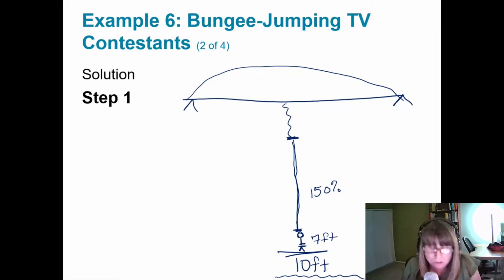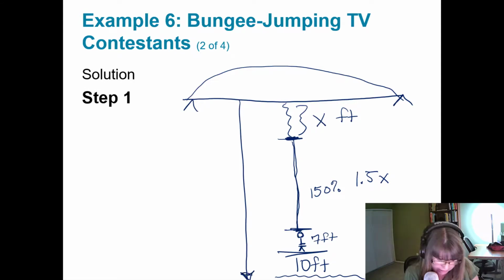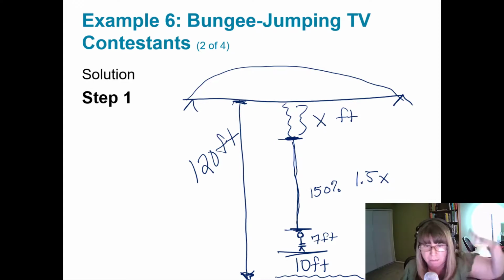Now, I don't know how long this bungee cord is. I don't know the length of that bungee cord. So I'm going to go ahead and call it X feet long. I do know that this section is 150% of X, and because we don't really do math on percents, I'm going to change that to a decimal. So that is 1.5X. So the whole entire length is 120 feet. The bridge sits 120 feet above the water.